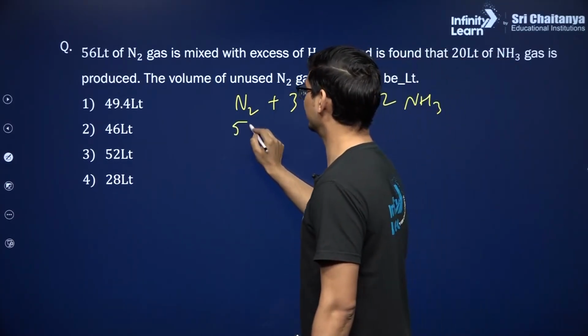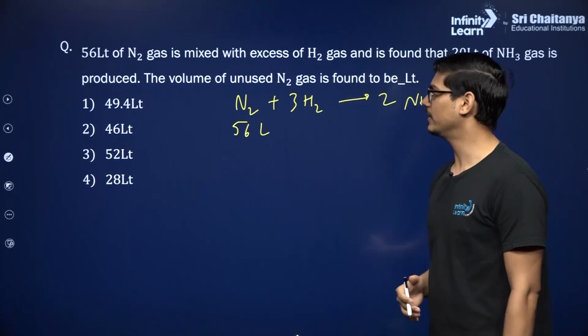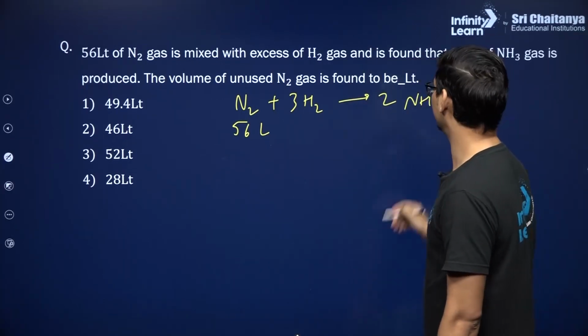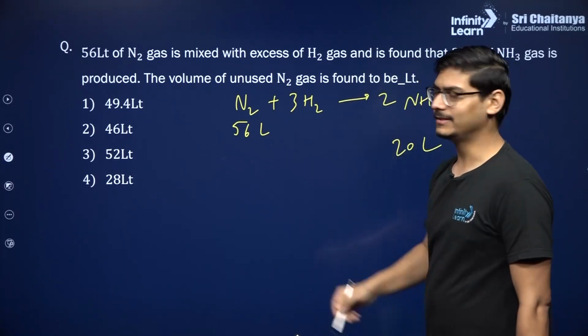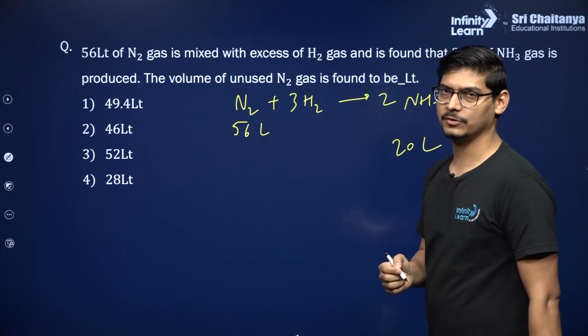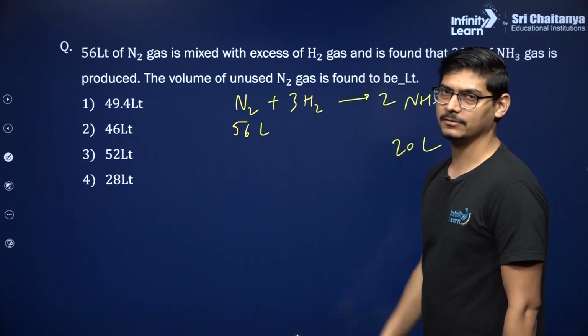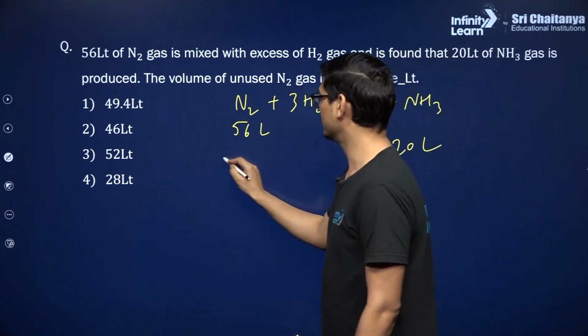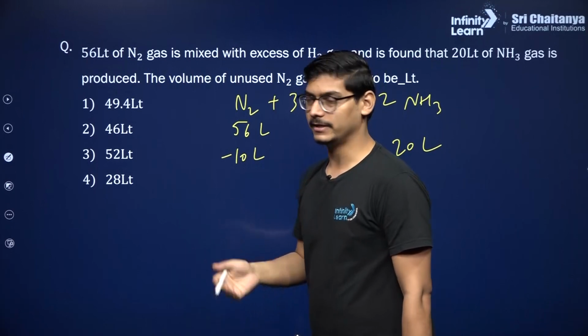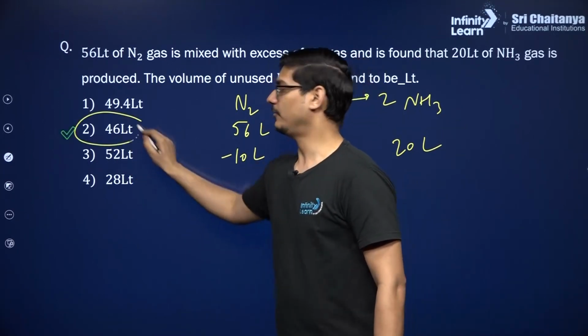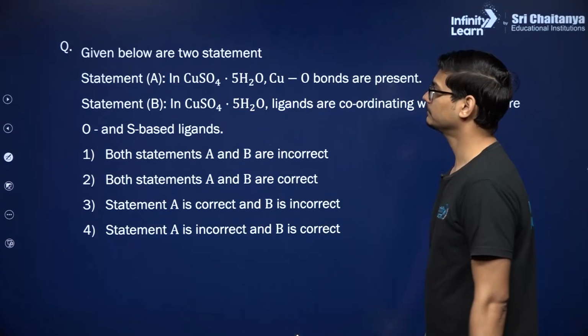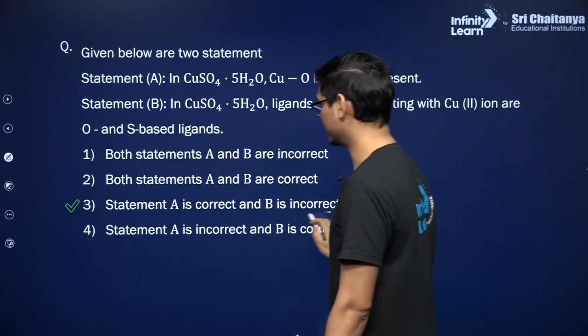We are taking 56 liter of nitrogen with excess of hydrogen, and 20 liter of ammonia is produced. So you can say that 1 liter of nitrogen gives rise to 2 liter of ammonia, right. That means the amount of ammonia is twice the amount of nitrogen. So if this is 20 liter, it must be 10 liter that reacted. So the remaining would be 46 liters. Here the correct answer is statement 3.